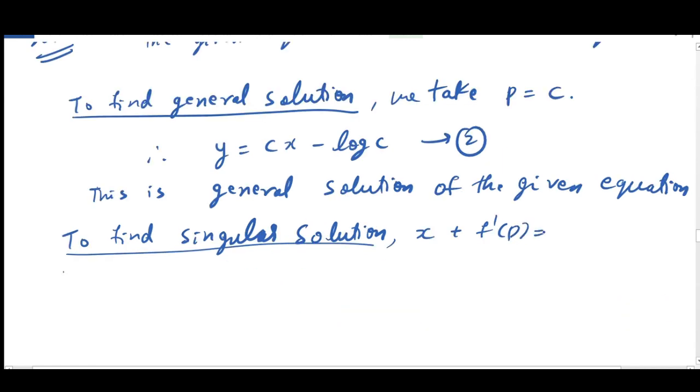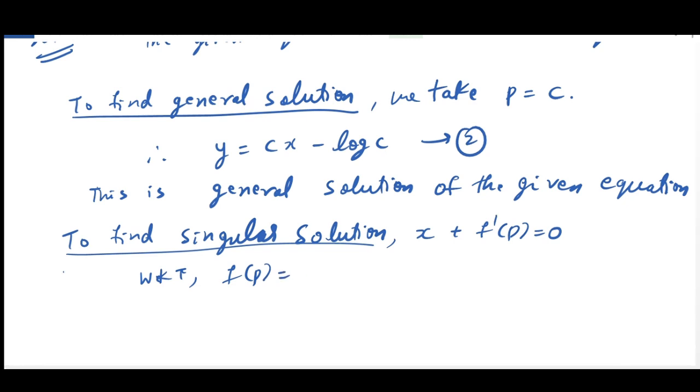If you write this much, you will at least get 2 marks out of 5. For singular solution, we take x plus f dash of p is equal to 0. So you have to find first what is f dash of p. So we know that we'll take f of p. Can anybody tell me what is f of p, students?